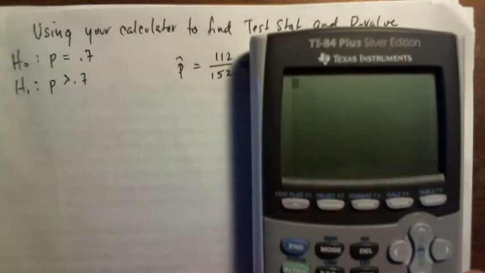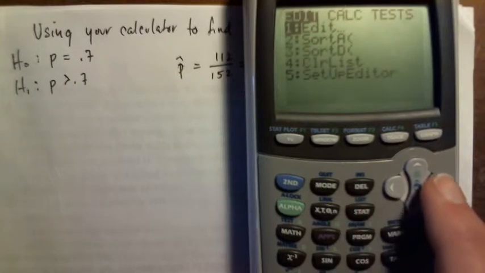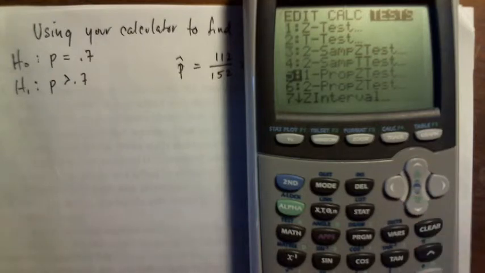Let me put this thing up so you can see what I'm hitting. If we hit stat and we go way over here, we'll get to tests. Notice that the top is the z-test, the next is the t-test. There's a 2 sample, but I only had 1 sample here. But there's a 1 proportion z-test. We go over here and we look.